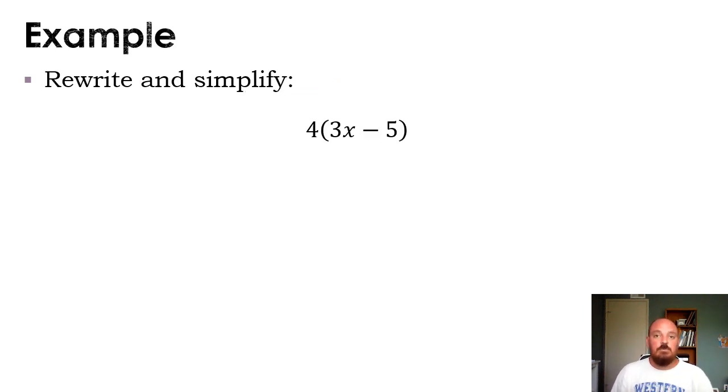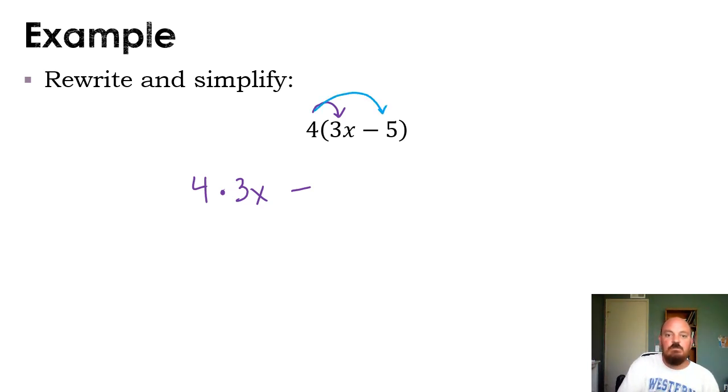So for our first example, let's rewrite and simplify this problem right here. So what this question is saying in words is the number 4 times 3x minus 5, what you see in the parentheses. But it's actually two separate multiplication problems. It's 4 times 3x. Then I'm going to keep the sign in the middle. I'm going to do minus. And for the second half of the question, I'm going to do 4 times 5.